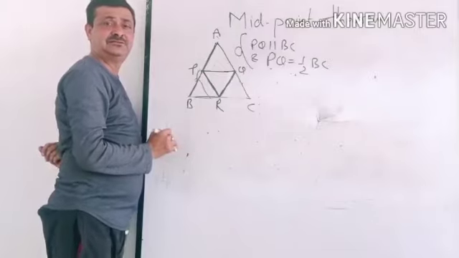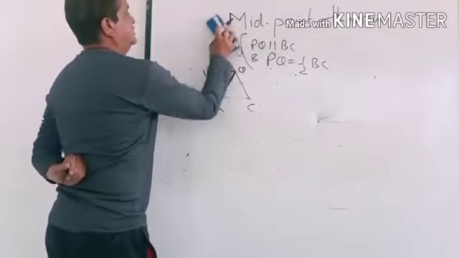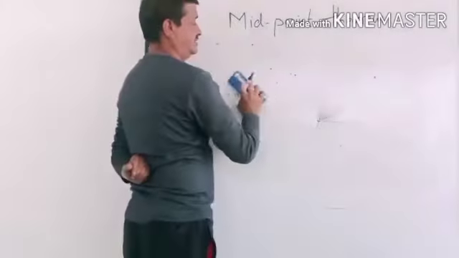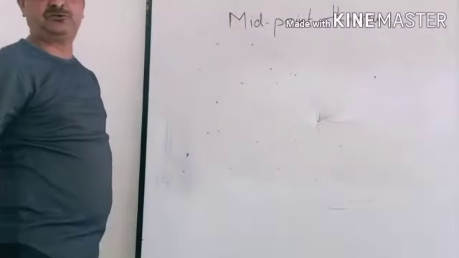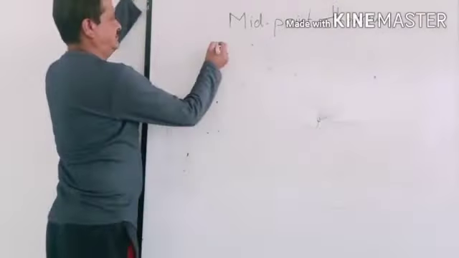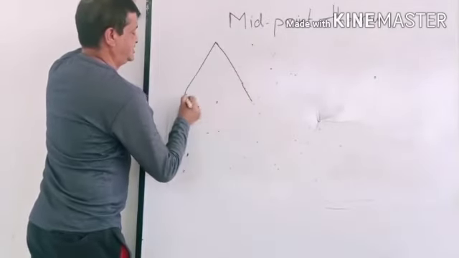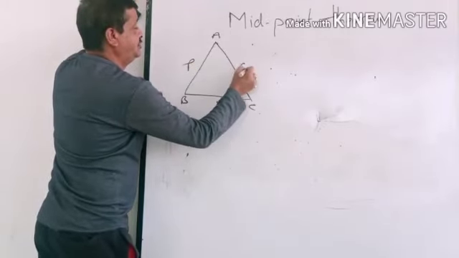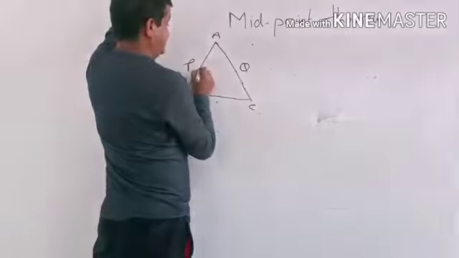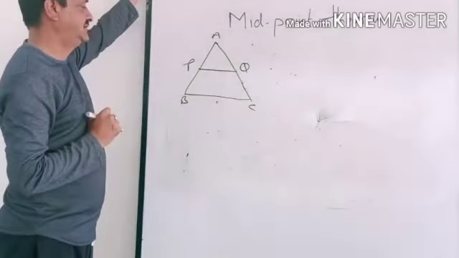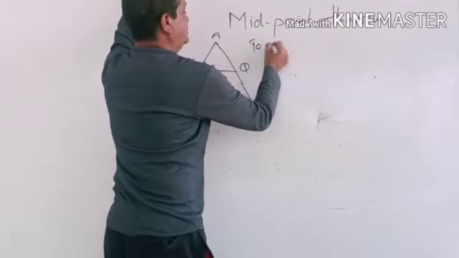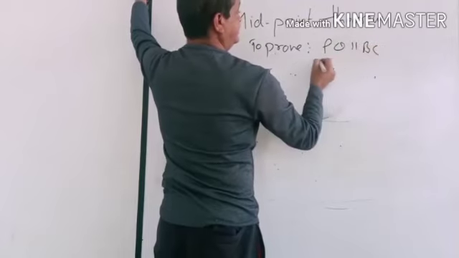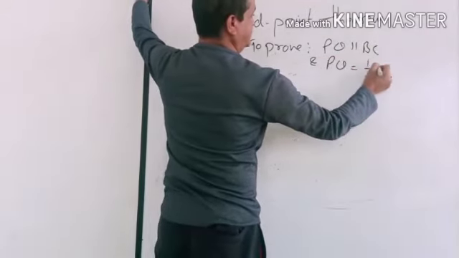Later on you have to apply this result in those questions where there is a possibility of applying the midpoint theorem. So suppose this is triangle ABC. Once again, P is the midpoint of AB, Q is the midpoint of AC, and PQ is the line joining these two points. What are we going to prove? We are going to prove that PQ is parallel to BC and PQ is equal to half of BC.